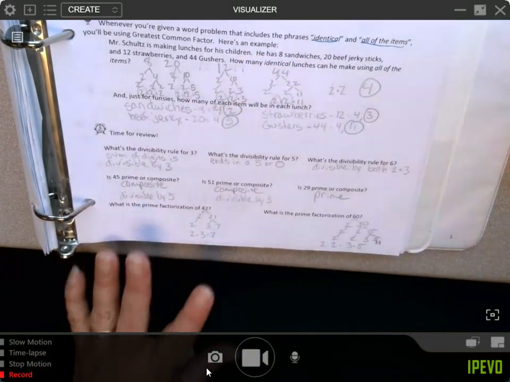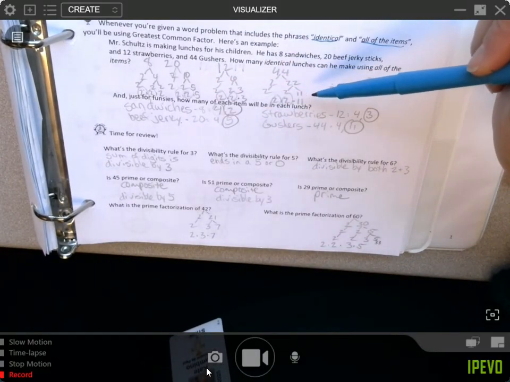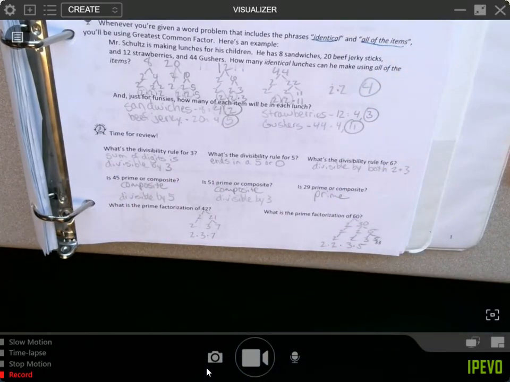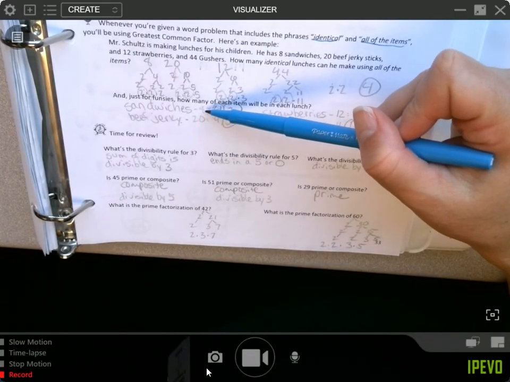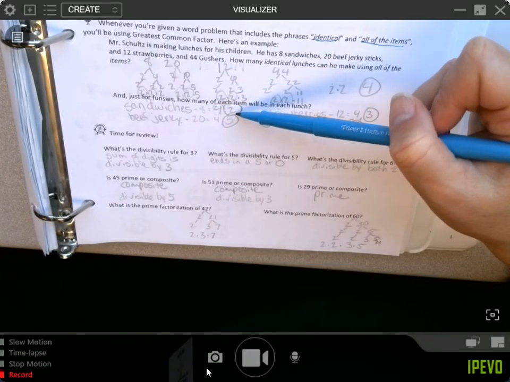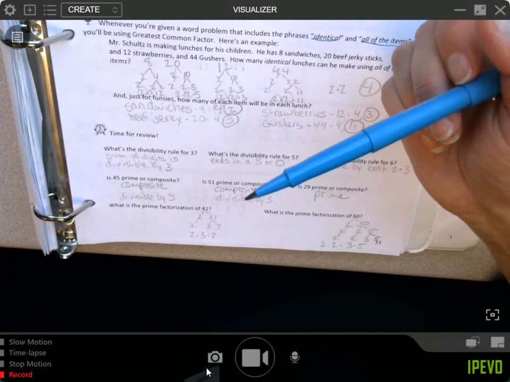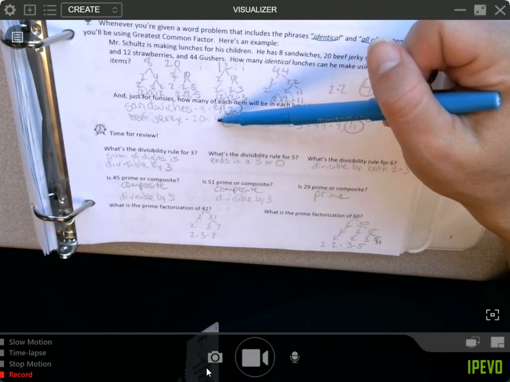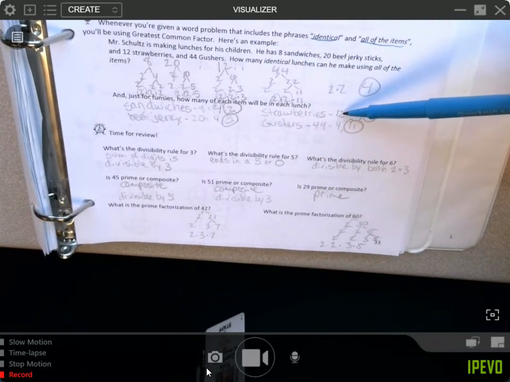All right, and just for funsies, how many of each item will be in each lunch? Well, if there are 4 lunches, we're going to find its factor buddy for each item. So for the sandwiches, there are 8. So that would be 4 times 2. So if there's 4 lunches, there'll be 2 sandwiches in each lunch. Oh my goodness, these kids eat a lot. Beef jerkies, there are 20. So if there are 4 lunches, its factor buddy is 5. Strawberries, there are 12. The factor buddy of 4 would be 3.